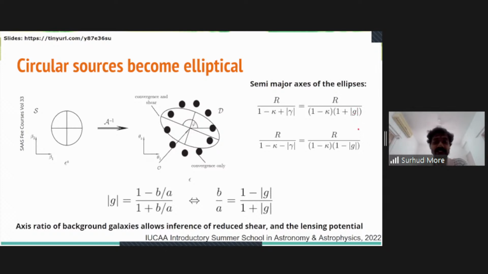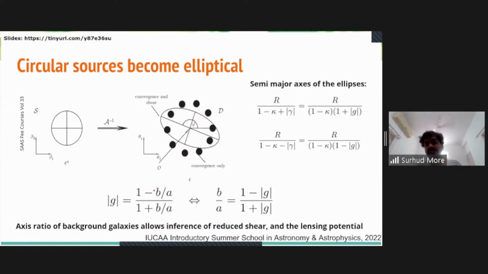So in that case, you take the axis ratios by dividing one by the other, right? And you will see that it is equal to 1 plus mod g divided by 1 minus mod g. And so you can rearrange this axis ratio equation to get an expression for mod g. So the modulus of the shear itself, right, is given by the ratios of these ellipticity components, right?